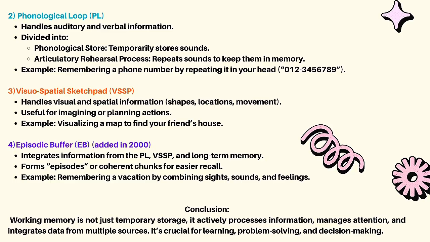The third component is the visuospatial sketchpad. It can handle visual and spatial information like shapes, location, and movement. It is also useful for imagining or planning actions. For example, visualizing a map to find your friend's house. Last but not least, the fourth component is the episodic buffer. It integrates information from the phonological loop, visuospatial sketchpad, and long-term memory. It forms episodes or coherent chunks for easy recall. For example, remembering a vacation by combining sights, sounds, and feelings.